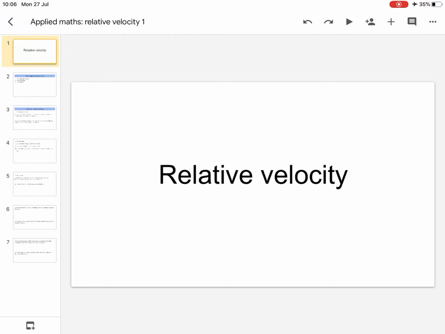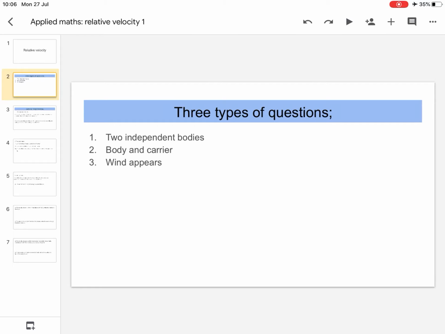We're going to take a look at relative velocity, just the start of relative velocity. There are 3 types of questions in a relative velocity question, and these are all question 2s in a paper. The first type is 2 independent bodies, and we're going to take a look at the start of that today. The second type is body and carrier, and the third type is the wind appears.